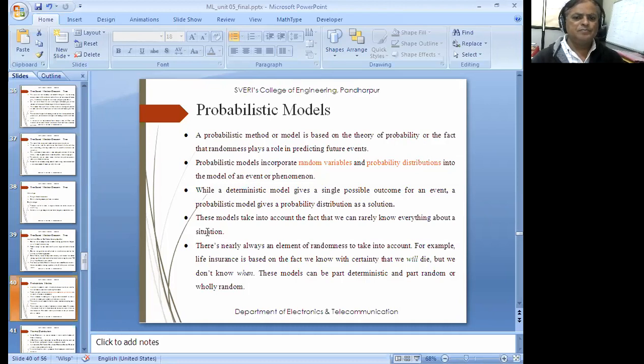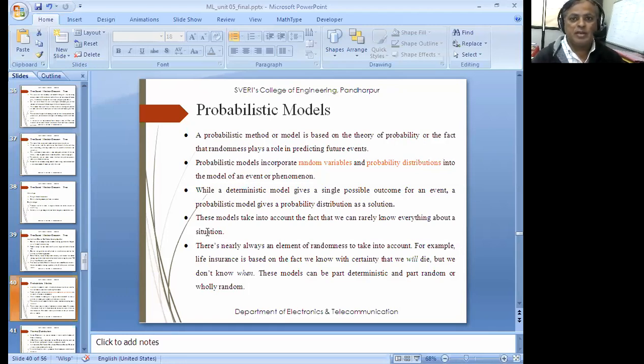These models nearly always have an element of randomness to take into account. For example, life insurance is based on the fact that we know with certainty that we will die, but we don't know when. So that is what the randomness is about. We know that we are going to die, but we don't know when. So at that time, these probabilistic models can help you find out this thing.